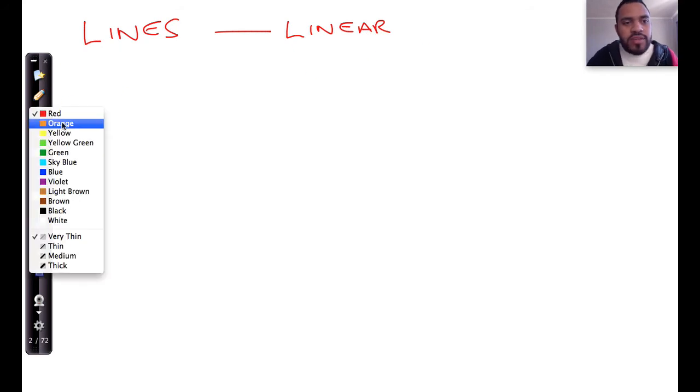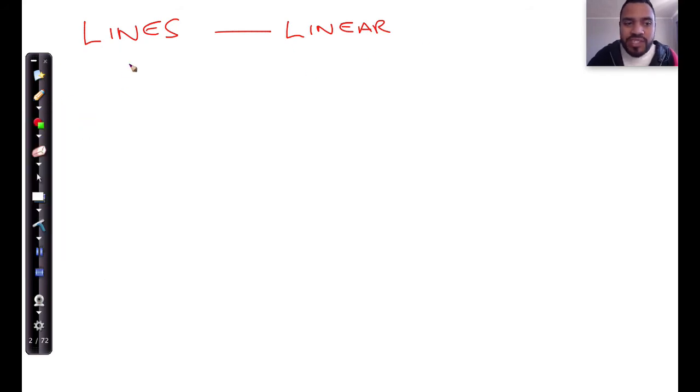Let's just focus on lines for now, right? And in this case, we're talking about the linear function. So we're going to be talking about drawing straight lines, also known as linear functions. Okay, so I'm going to write down some prerequisites for this lesson.